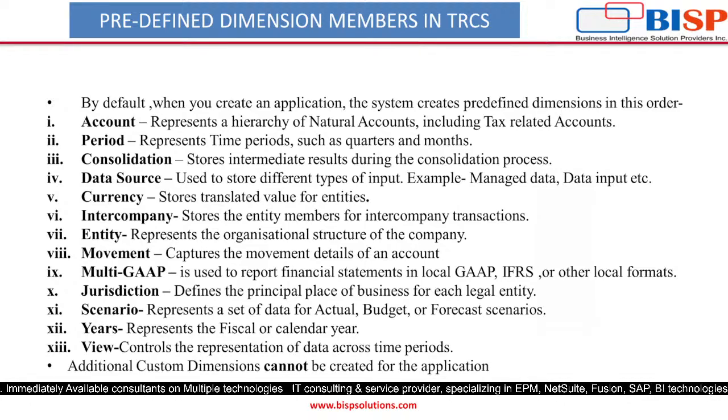The next is multi-GAAP. Multi-GAAP is followed by a particular structural entity. So if there is a parent entity and there are various child or subsidiary entities, and those different subsidiaries are following different GAAPs, namely US GAAP, IFRS, Indian GAAP, etc., this particular dimension can store the data in different GAAPs for different legal entity hierarchies.